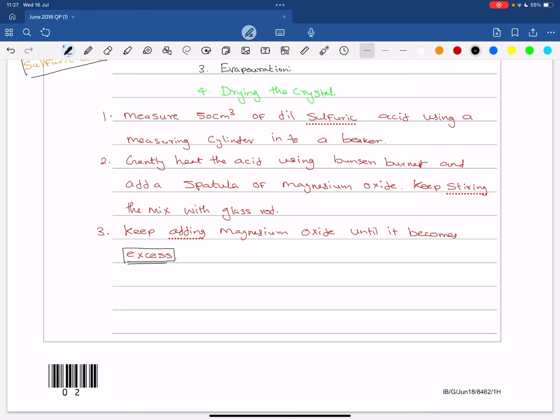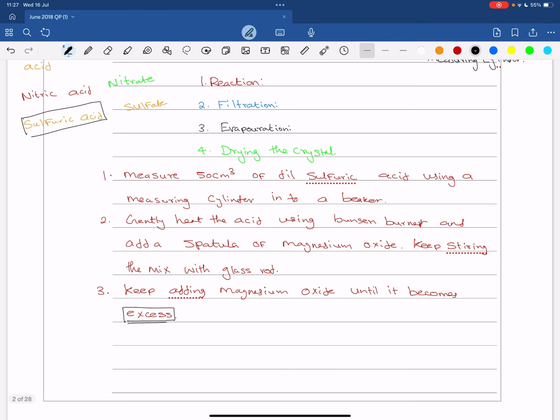So first, what did they say? For the reaction step, measure 50 cm³ of dilute sulfuric acid using a measuring cylinder into a beaker. Gently heat up the acid using a Bunsen burner and add a spatula of magnesium oxide, and keep stirring it using a glass rod. Then keep adding magnesium oxide until it becomes excess. How do we know it has become excess? You will see a solid remains in the mix.